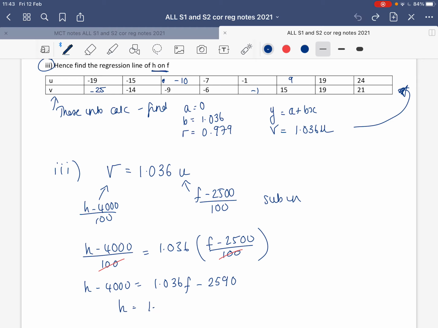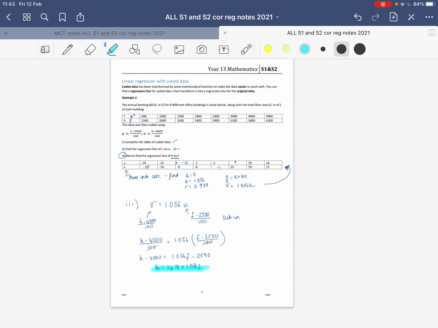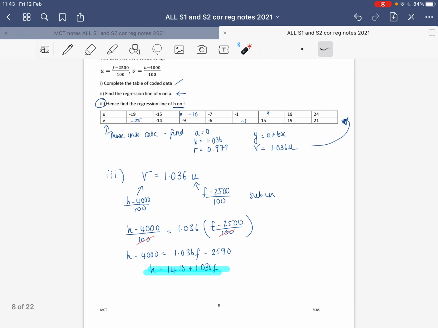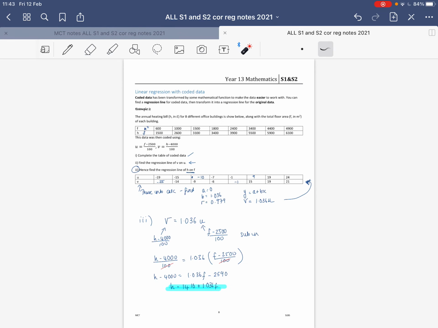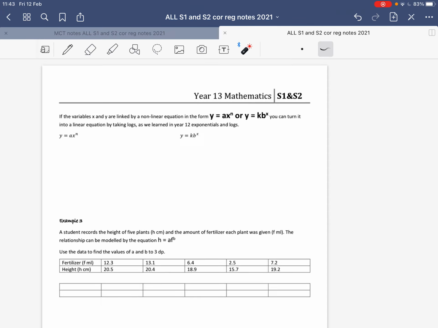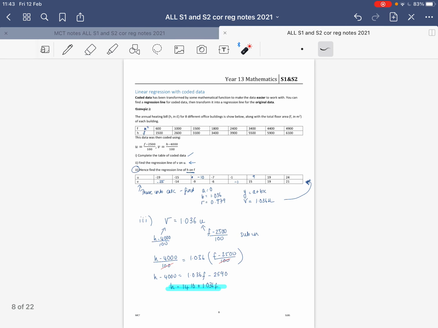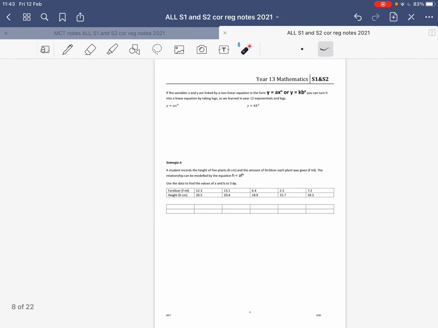So bring the 4000 over here. And in fact, we normally put the constant first, don't we, when we're writing a regression line. So 1410 plus 1.036F. Okay, so that's one thing you have to be able to do: code your data, find its regression line, sub back in to find the regression line of the original data. Okay, right, that is good.